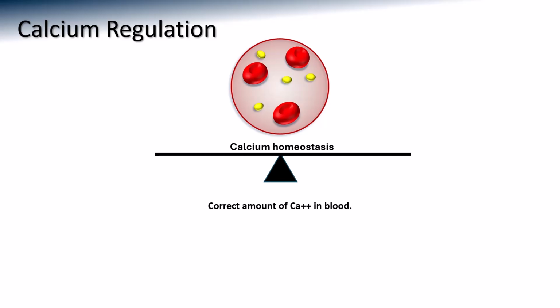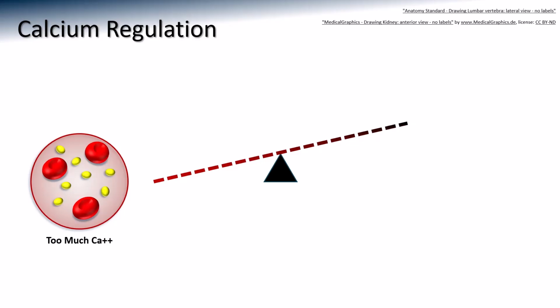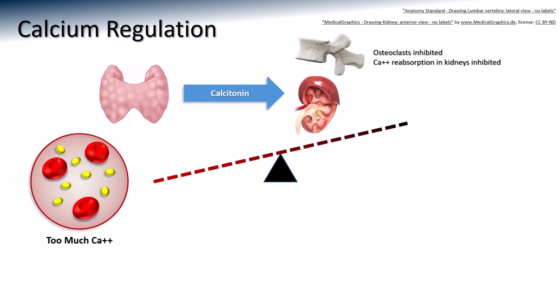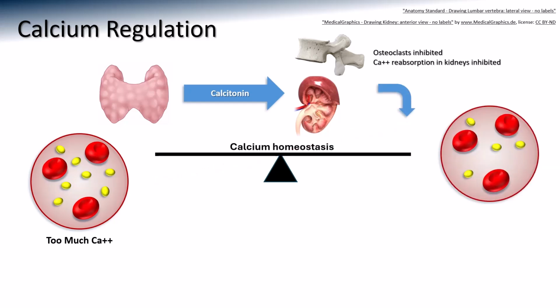All right, so let's use this image here to represent homeostasis. We've got our red blood cells, and then we've got some little yellow calcium crystals floating around in here. Now, let's see what happens when we have too large of a concentration of calcium in the blood. In this case, the thyroid gland is going to produce calcitonin, and that calcitonin is going to stop osteoclasts in the bone from releasing calcium salts, and it's going to tell the kidneys to stop reabsorbing calcium while they're filtering the blood and start excreting it instead. And eventually, that's going to bring us back to homeostasis.